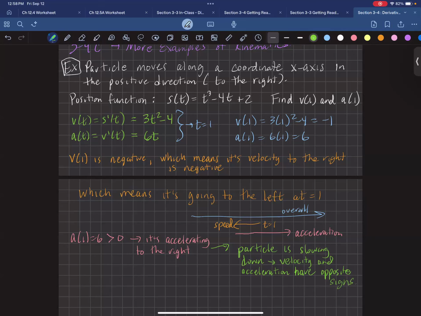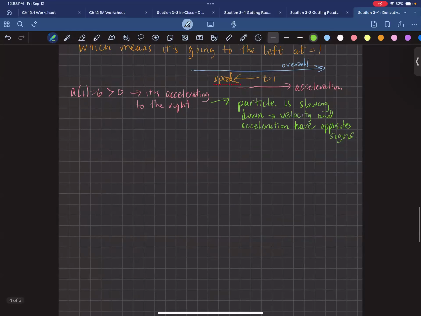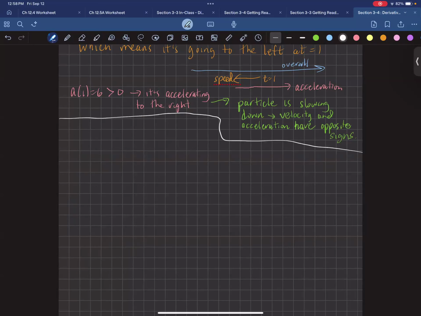Okay. All right, let's do another one. For this example, s of t equals t cubed minus 9t squared plus 24t plus 4, and we're going to say time is greater than or equal to 0. We want to: A, find v of t, and B, when is the particle at rest?